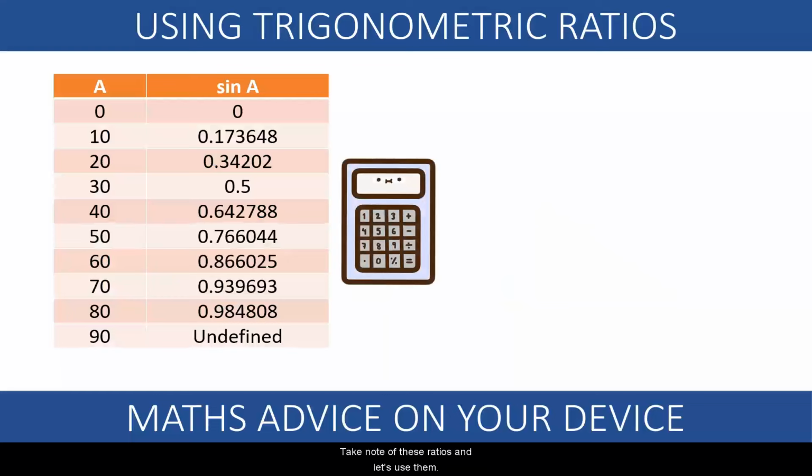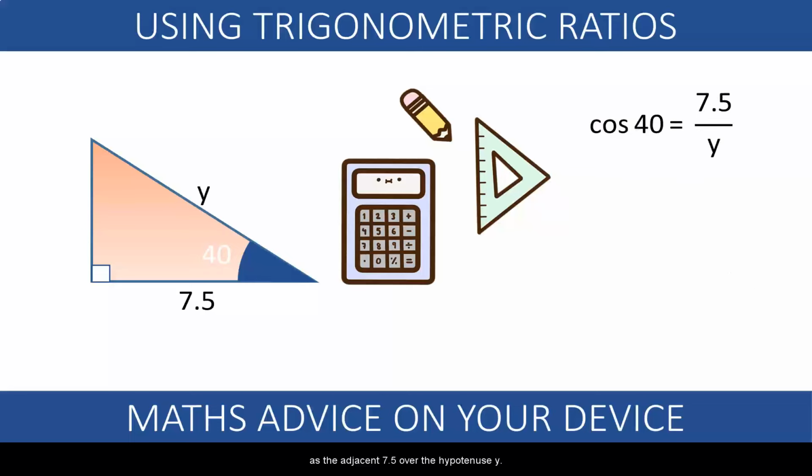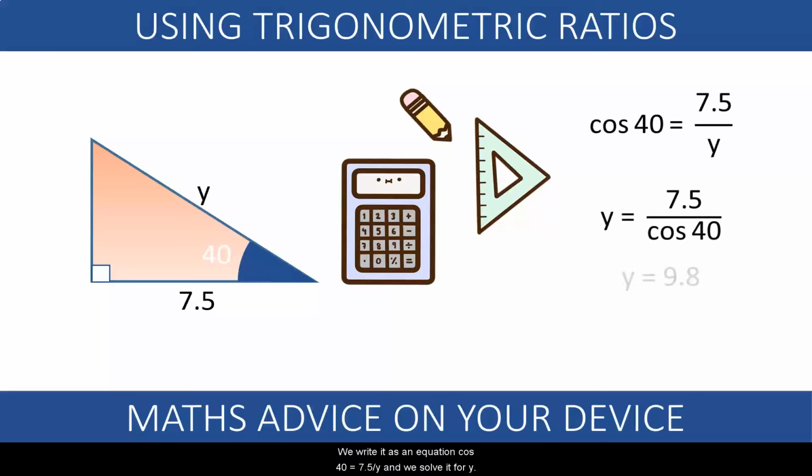For example, we can use the ratio sine of 30 as the opposite, 6, over the hypotenuse, x. We write this as an equation and we solve for x. Another example, we can use the ratio cosine of 40 as the adjacent, 7.5, over the hypotenuse. We write this as an equation and we solve for y.